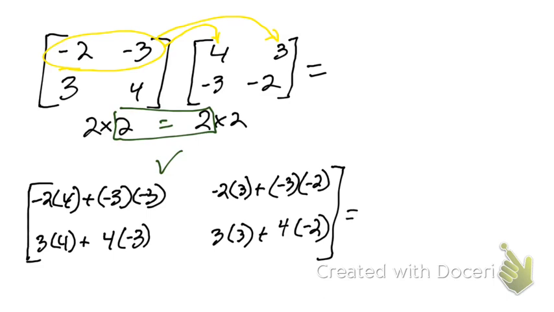So that would be negative 2 times 4 is negative 8, plus 9 is 1. This one is 0. 3 times 4 is 12, that would be 0, and this one would be 1. So yeah, the bottom right one should be 3 times 3 plus 4 times negative 2, right? Yeah. Okay. Other questions?